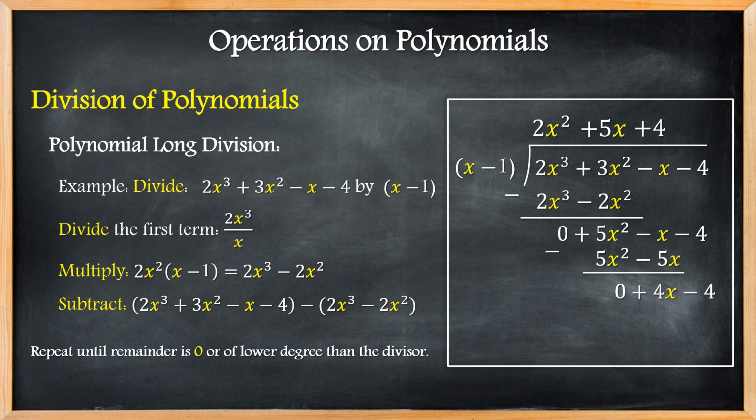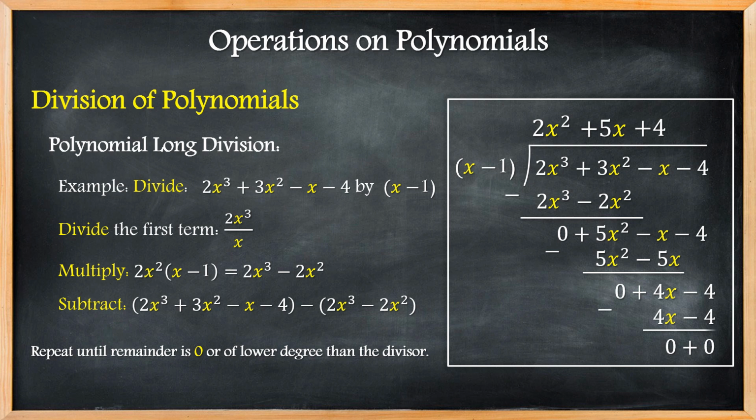Step 5, one more step. Divide 4x by x, which gives 4. Write plus 4 in the quotient. Step 6, multiply and subtract. Multiply 4 by x minus 1. 4 times x equals 4x. 4 times negative 1 equals negative 4. Subtract 4x minus 4 minus 4x minus 4 equals 0. Since the remainder is 0, we stop here. Final answer: 2x squared plus 5x plus 4. So when dividing 2x cubed plus 3x squared minus x minus 4 by x minus 1, the quotient is 2x squared plus 5x plus 4.